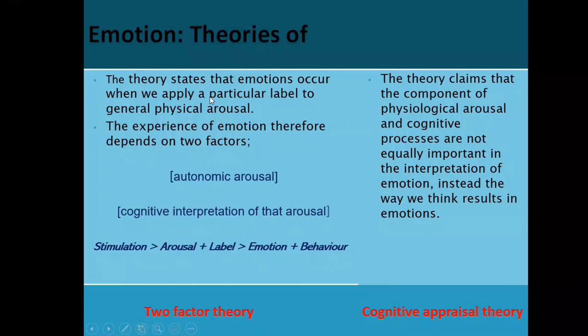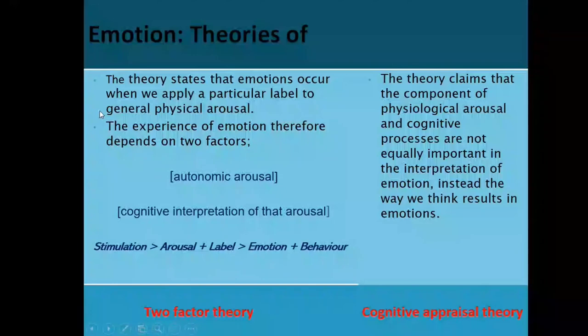What are the two factors? Autonomic arousal as well as cognitive interpretation of that situation. The way we interpret events, the way we treat fear or the way we experience emotion depends on these two factors. The theory states that emotions occur when you apply a particular label to a general physical arousal.